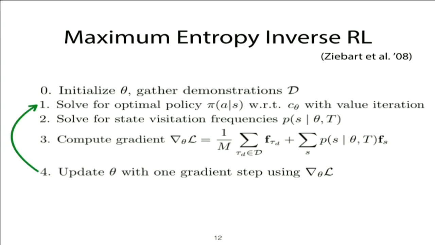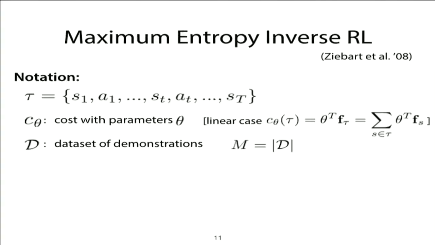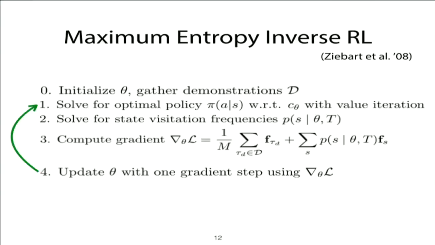Yeah, what is the F here? F is the features. So I'll go back one slide. In the linear case, the cost function is equal to theta transpose times the features. This is a feature vector that is encapsulating the trajectory or the states. And you could see F being the state of your system, or features that are incorporating the state. Any other questions?